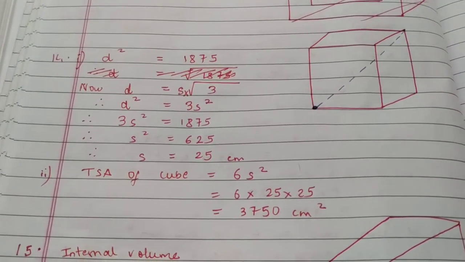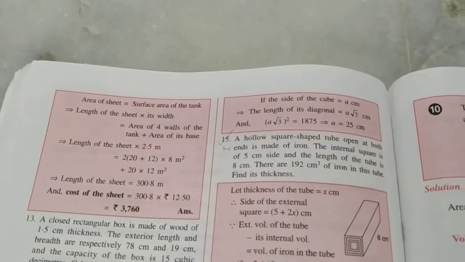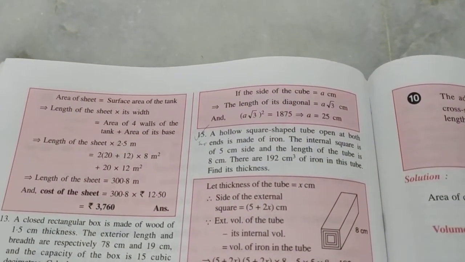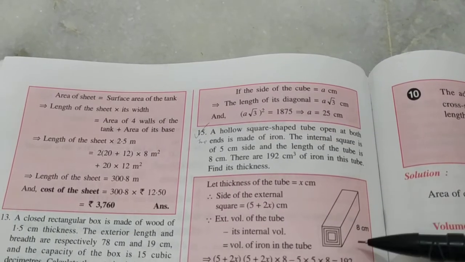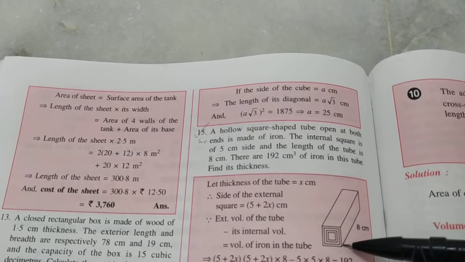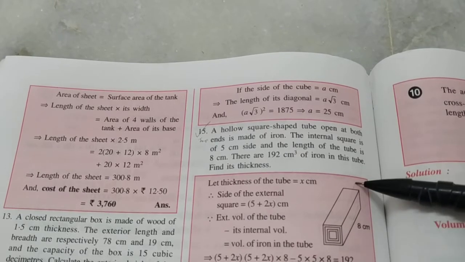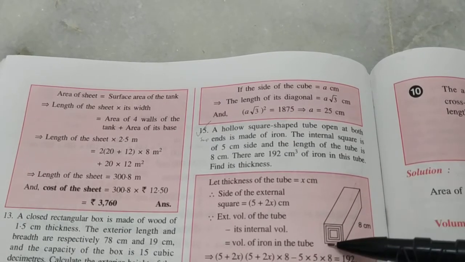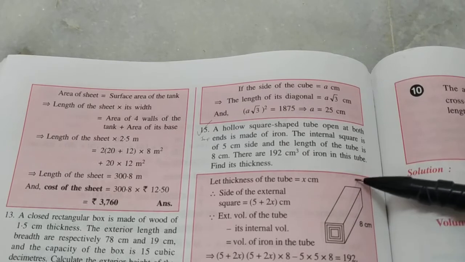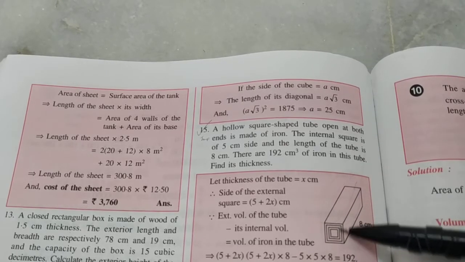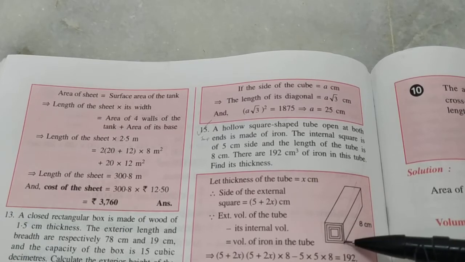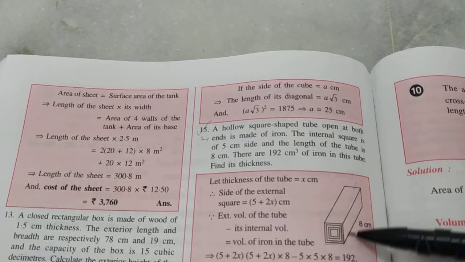Next, the 15th sum, mark it as IMP. A hollow square-shaped tube. So this cross section is a square, but it's a tube, so it has a great height, if I can call it a height. So overall it's a cuboid. It's not a cube. Although the length and the breadth are the same here, the height is different.